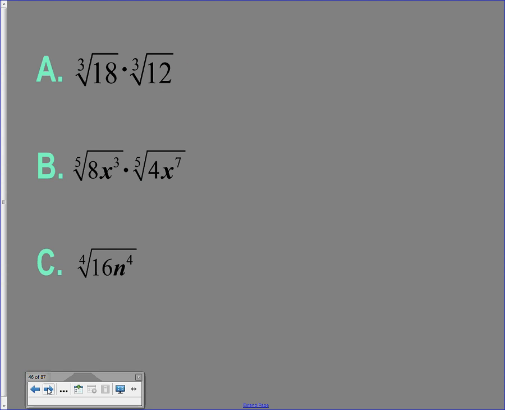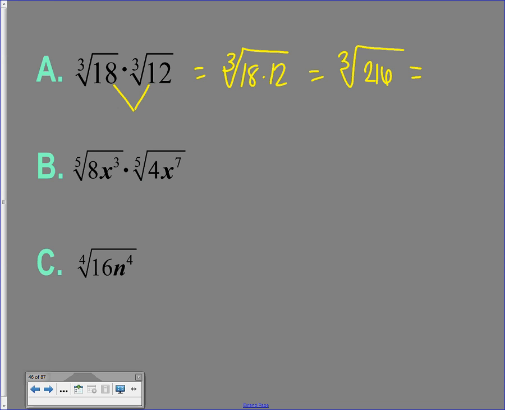So the first one is example A. It's got the third root of 18 times the third root of 12. And what that property that you just looked at says is that we can multiply the insides and rewrite it as one radical. So we can rewrite that as the third root of 18 times 12. If it's the same root on the outside, you can multiply them together. You do not change the third. That root becomes the label. So that becomes the third root of 216.